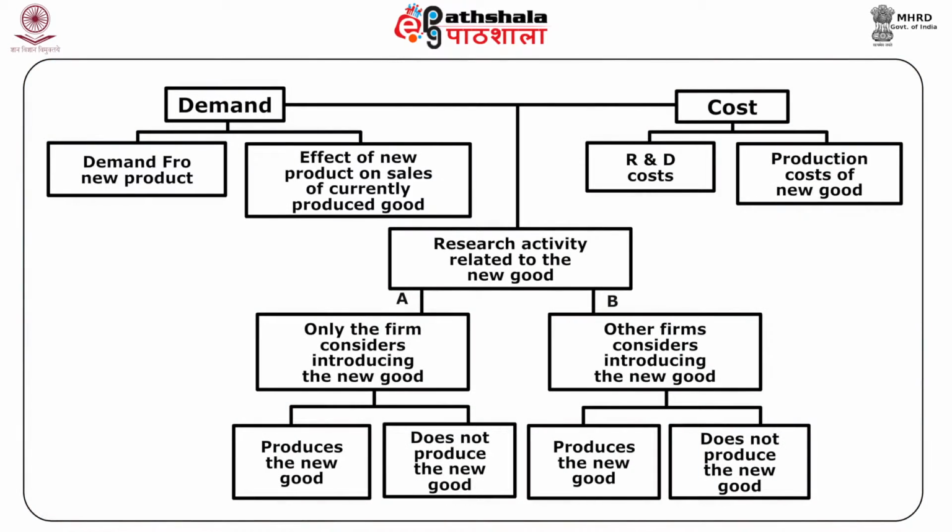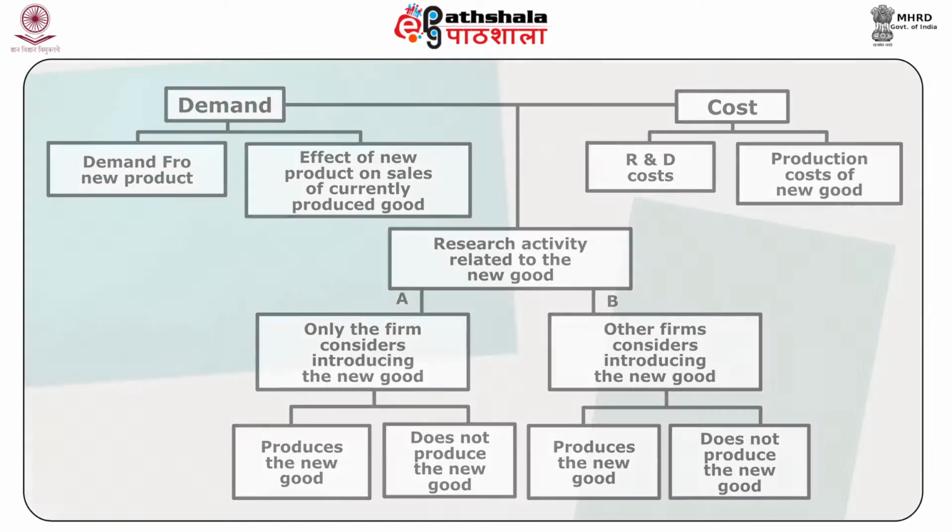In the figure, you can see the different elements of product innovation. First, demand, then research activity related to the new good, then cost. They are further subdivided, which you can see in the table. The figure exhibits the elements of demand and supply which determine whether to take on a project with significant research and development expenditure in a product-based innovation process where a new product is developed.